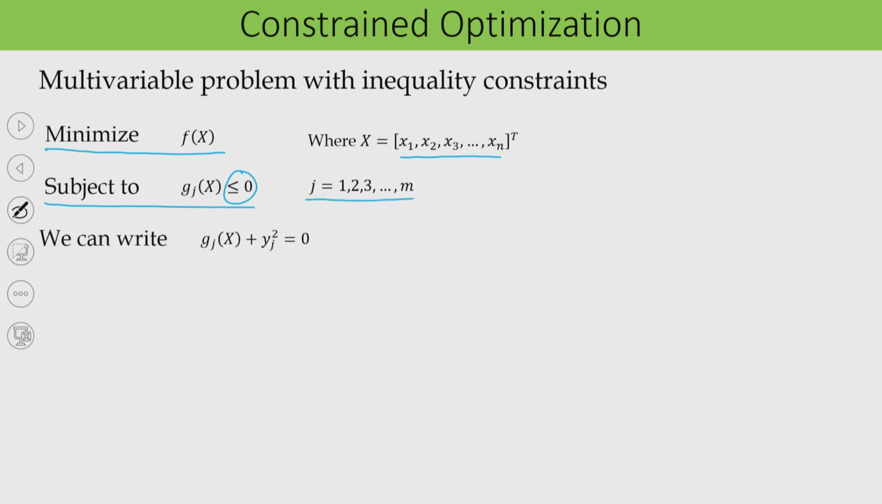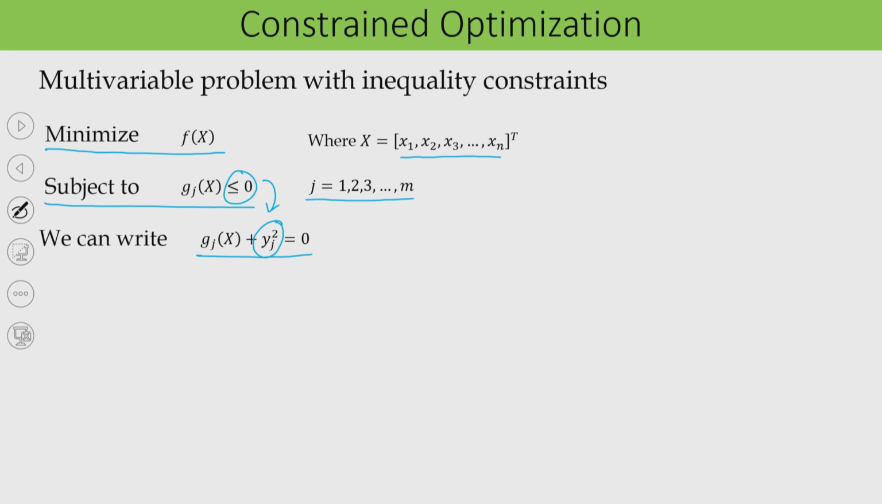Now, we can write this constraint g_j(x) less than or equal to 0 as g_j(x) plus y_j square equal to 0. So, what we are doing here? We are putting in this y square term, which is another variable y, just to make the constraint an equality constraint. We are converting the inequality constraint to an equality constraint, so that I can apply the sufficient condition of optimality that we discussed in the last class.